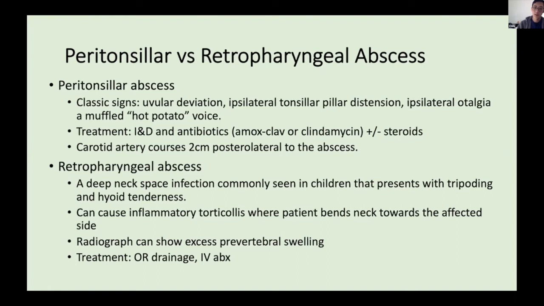You can give amoxicillin-clavulanate or clindamycin with or without steroids. And it's important to note that when you do the I&D, the carotid artery courses 2 centimeters posterolateral to the abscess.